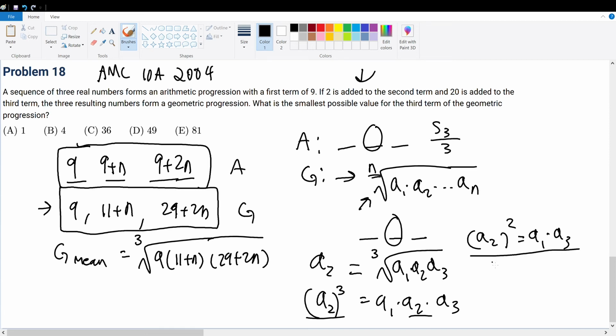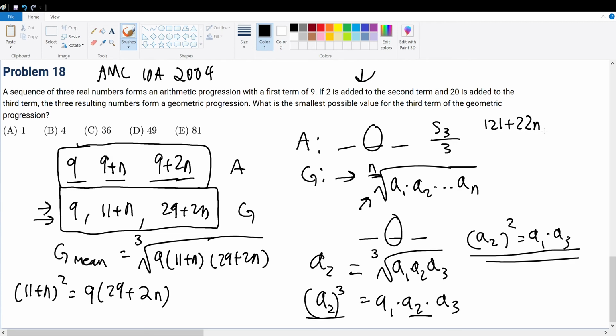So we have concluded a much better formula, and we can apply it to the geometric series. The second term, 11 plus n, squared, must be equal to the first term times the third term, which is 9 times 29 plus 2n. We have one equation and one variable, hence we can solve for it. So we will have 121 plus 22n plus n squared is equal to 261 plus 18n.